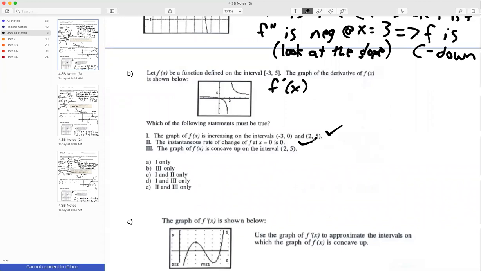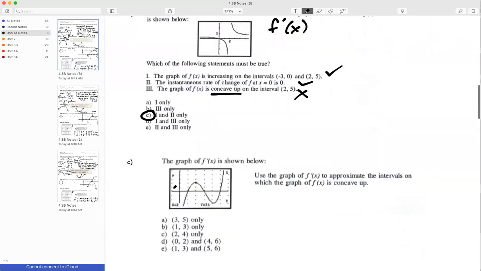Part 3. The graph of f of x is concave up on the interval from 2 to 5. So for this to be true, I would have to have a positive slope from 2 to 5. And I do not have a positive slope. I have a negative slope. Therefore, this is not true. Therefore, the correct answer here is C, 1 and 2 only.